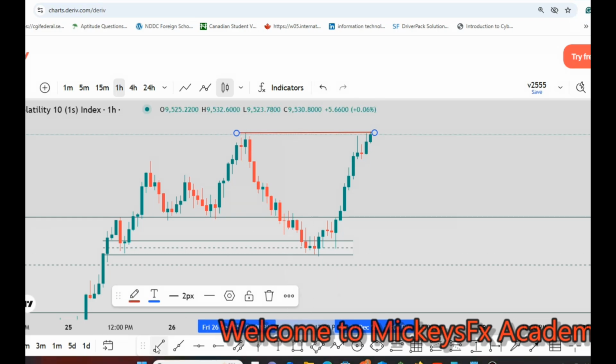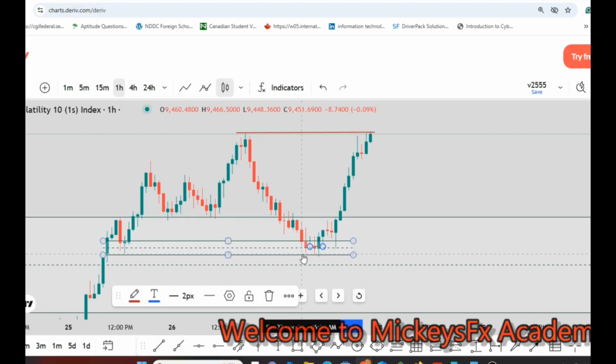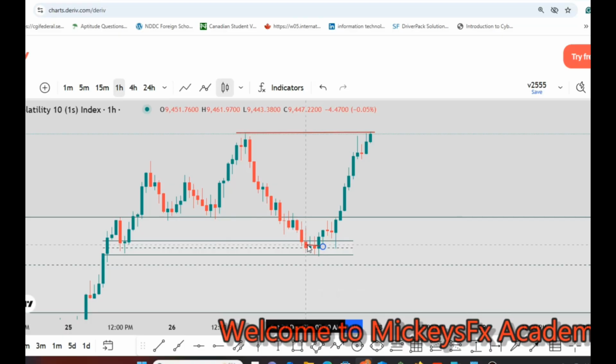So now I will bring my horizontal tool here to draw a line. I will draw a line here. I'll draw a trend line on the last bearish candle, because this is the last down close candle before the expansion.